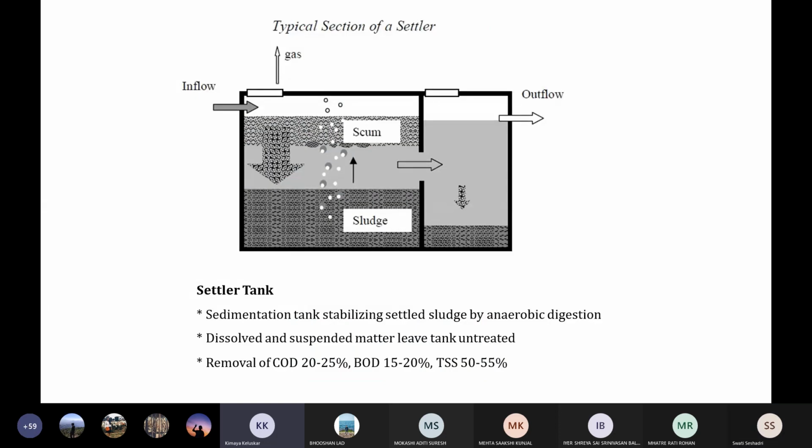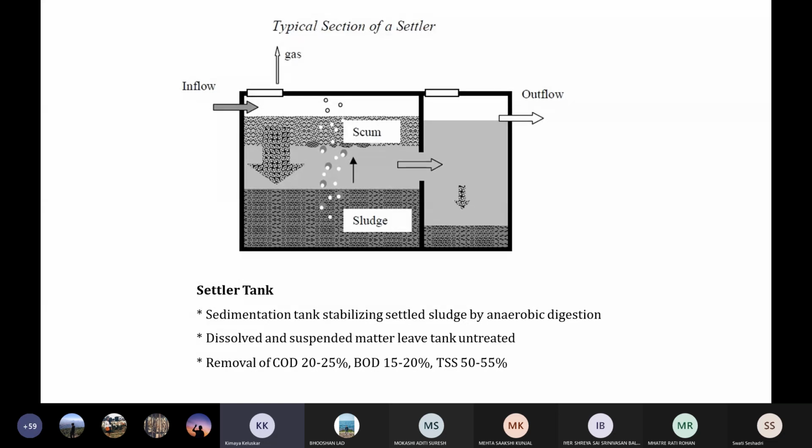Now, this is basically a settling tank. A settling tank is nothing but your septic tank. Depending on the kind and level of contamination, you need to put in these screening tanks. What it does is it has a baffle wall. When the solid particles hit the baffle wall, they settle down.